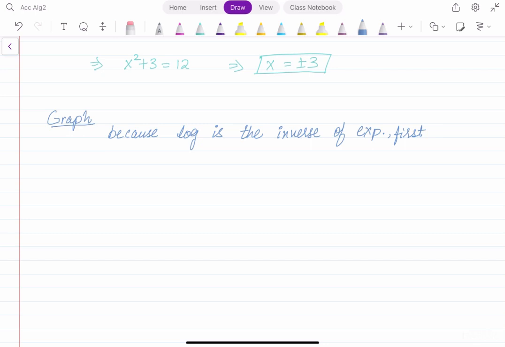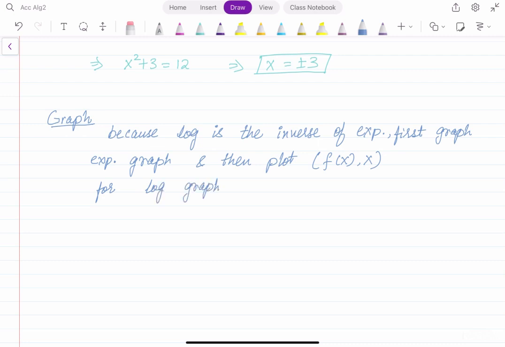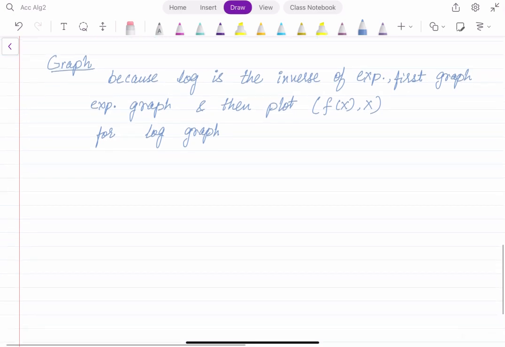so first graph the exponential, and then reverse the coordinates. That means then the coordinate will be f of x comma x. So we are switching x and y for the log graph, and we are graphing keeping in mind y is equal to x.